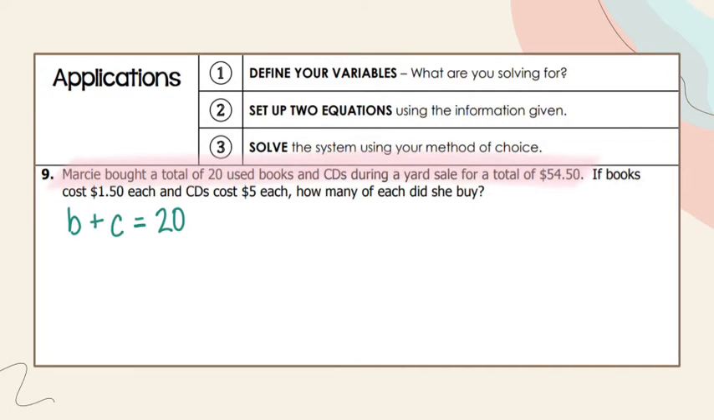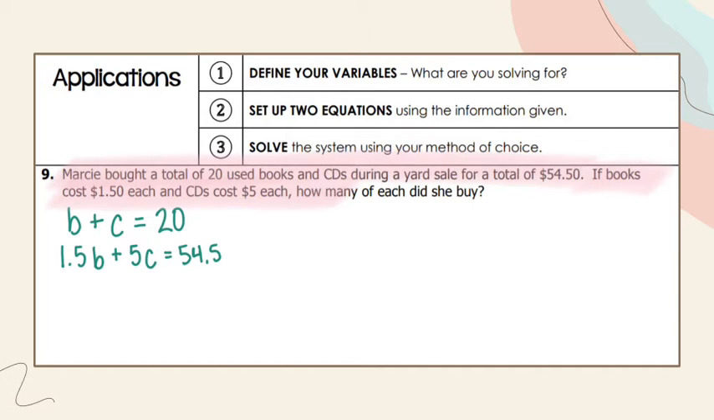So now let's look at the next sentence. If books cost $1.50 each and CDs cost $5 each. So now we know the price of each thing and can write that one. So books cost $1.50, so it would be $1.50 for every book that she bought. So 1.5 times B. And then CDs cost $5. So add $5 times every CD she buys, and that would give us the total amount of money spent. And we know that that was $54.50, which is 54.5.